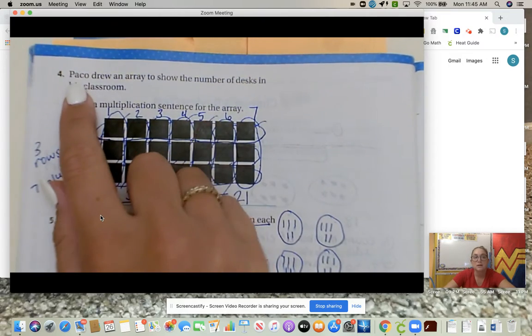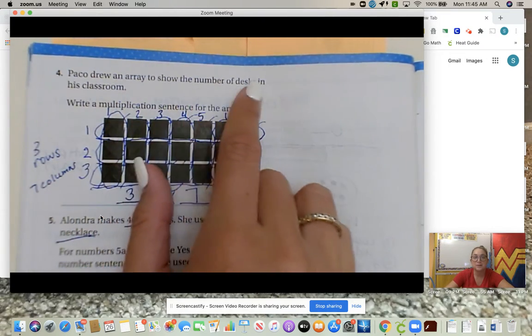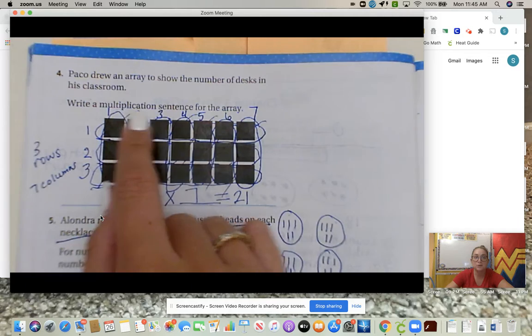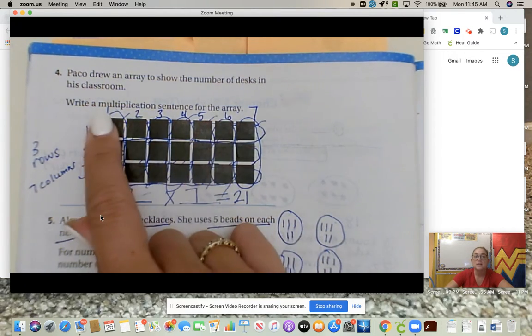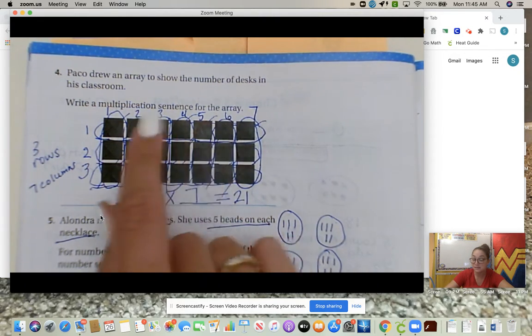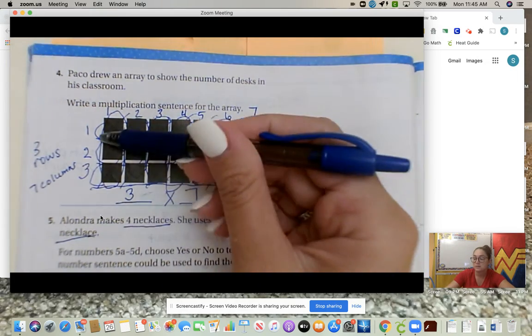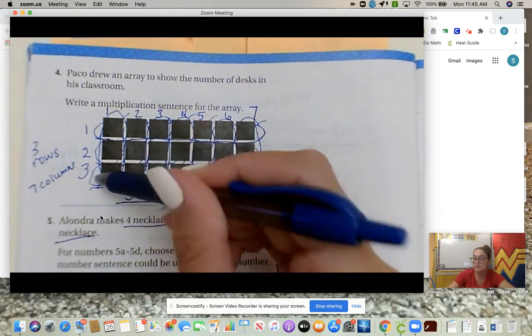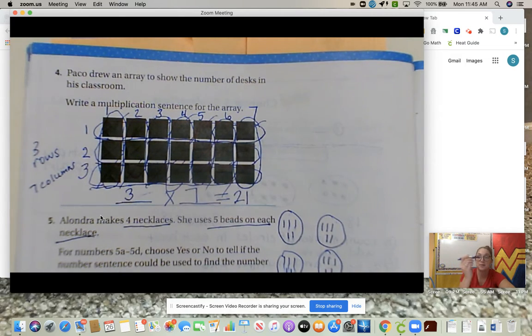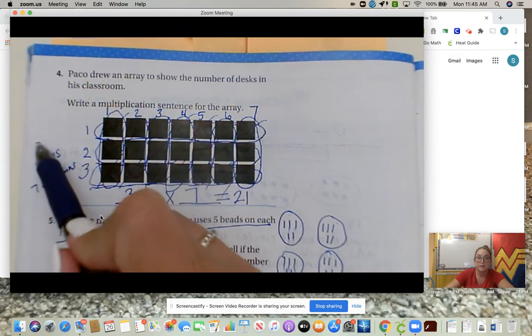Number 4. Paco drew an array to show the number of desks in his classroom. Write the multiplication sentence for the array. So these are supposed to be desks. It's an array, so we need to count the rows. So this is 1, 2, 3. Remember, rowing your boat, you go across. So we have 3 rows.